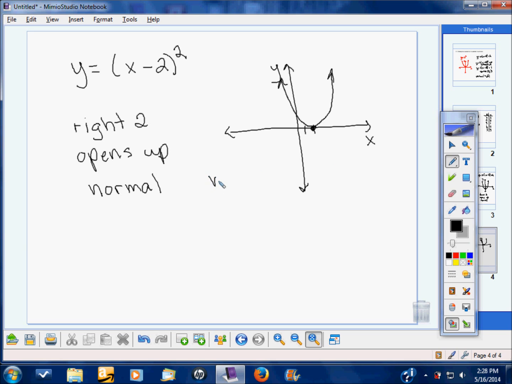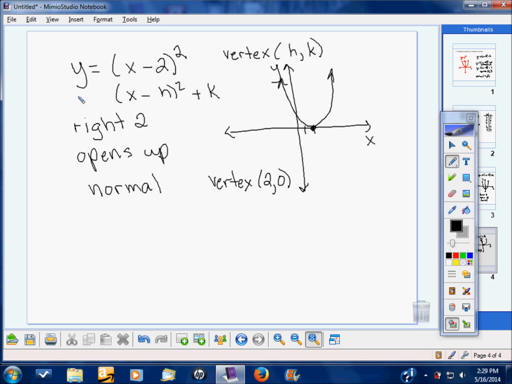And what would be the vertex for this one? 0, negative 2. No, 2, 0. My bad. Backwards. 2, 0. Yes, because you go over 2 and it goes right 2, there's the ordered pair 2, 0, there's your vertex. Okay, this is x minus h squared plus k. The vertex is hk. There's your vertex. So that's where the 2, 0 comes from.